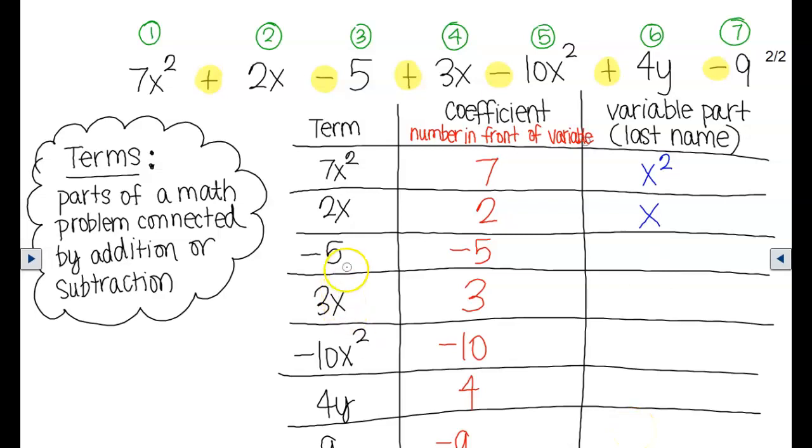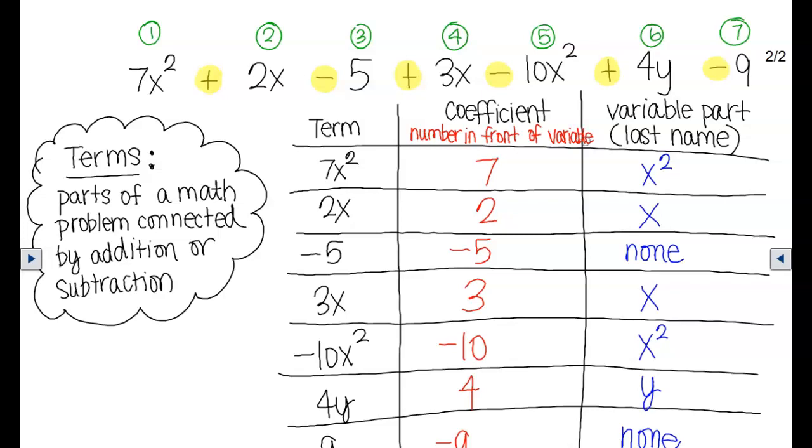Now look at this negative 5. The negative 5 is the coefficient. There is no variable part. So this particular term has no last name. For 3x, 3 is the coefficient. The variable part is x, so the last name is x. For negative 10x squared, it would be x squared. For 4y, it would be y. And for negative 9, no variable part, so none.